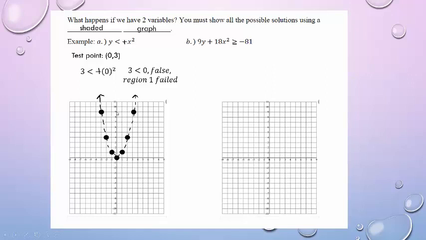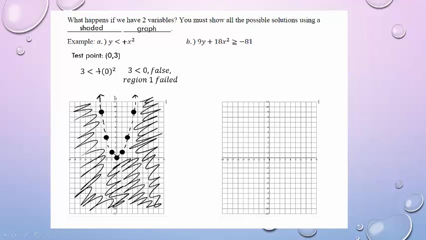So we need to realize that the region that's inside the quadratic does not pass the test. If one point fails, then all these points in here will fail. But what that does mean is that region 2 passes. So what I'm going to do is shade all of region 2. This represents all solutions to the problem.